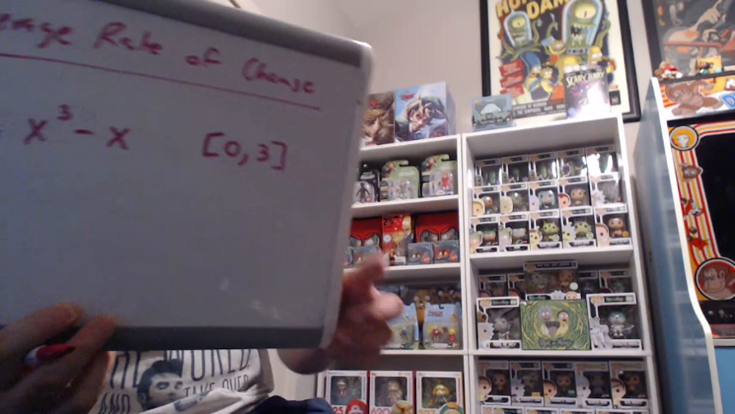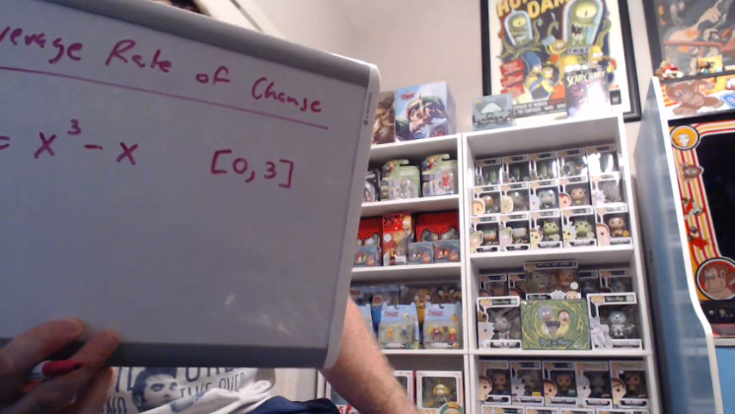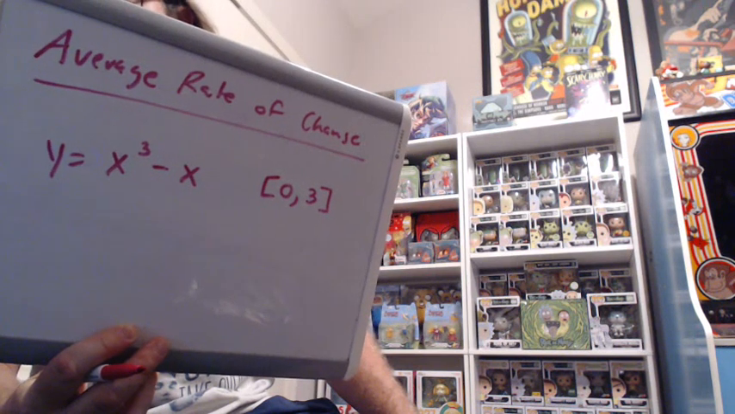So I'm just going to say, let's say from 0 to 3. Okay. So essentially what we're doing is finding the average rate of change of this function from 0 to 3. So we're cutting this function off from 0 to 3, and we're going to find an average slope between those 2 points. So let's do this.